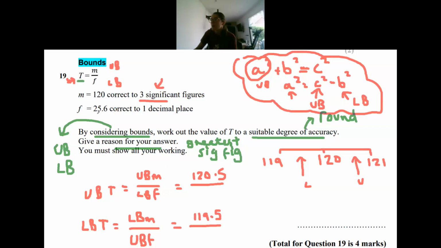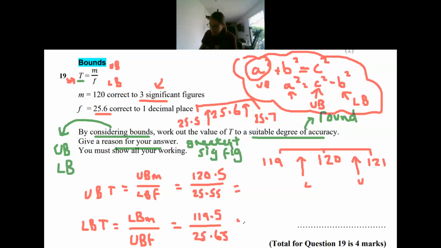Now f: I've got 25.6 to 1 decimal place. My next number to 1 decimal place is 25.7 and my previous is 25.5. My bounds go between. So my lower bound for f is going to be 25.55, my upper bound 25.65.